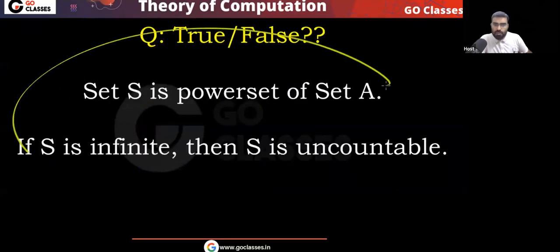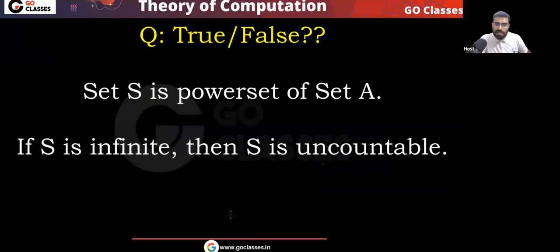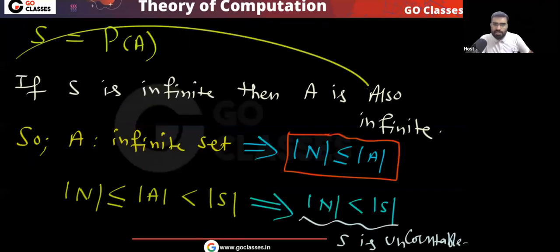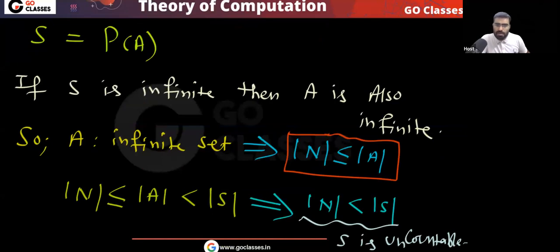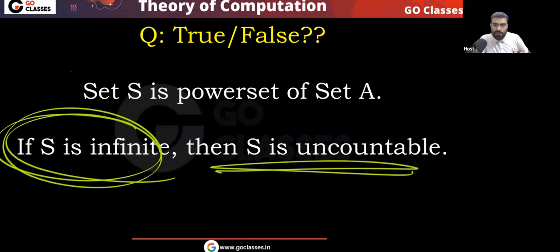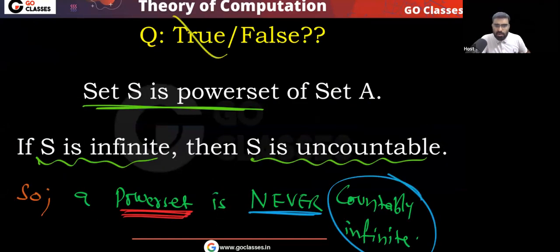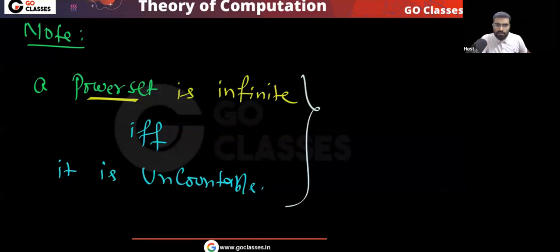Because these are simple points. This was our question: set S is the power set of A. If S is infinite, then S is uncountable. We have proved it. From this proof, you can see that S is uncountable. So this is what I'm saying: if a power set is infinite, then it is uncountable. So I can say a power set is never countably infinite.